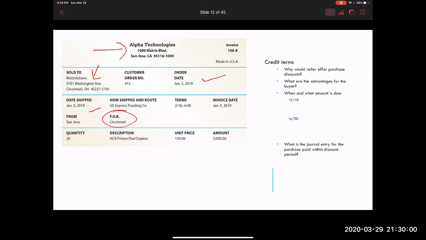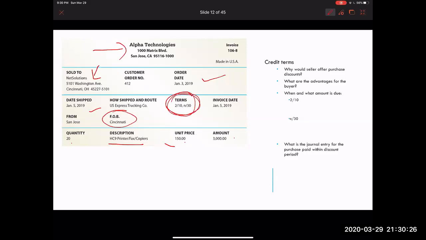We're going to talk about our terms and our shipping terms later. Then we have our invoice date, the quantity, and description. It looks like we're buying printers. This is the cost per printer, and because we're buying 20, 20 times 150 gives us 3,000. That's typically what an invoice looks like.